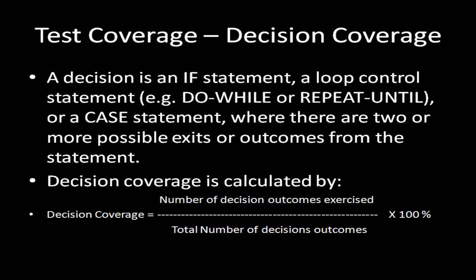A decision is an if statement, a loop control statement, e.g. do while or repeat until, or a case statement, where there are 2 or more possible exits or outcomes from the statement. With an if statement, the exit can either be true or false, depending on the value of the logical condition that comes after if. With a loop control statement, the outcome is either to perform the code within the loop or not, again a true or false exit. Decision coverage is calculated as the number of decision outcomes exercised divided by the total number of decision outcomes multiplied by 100.